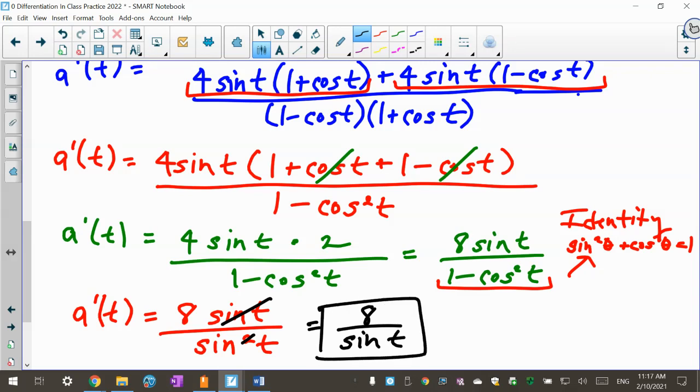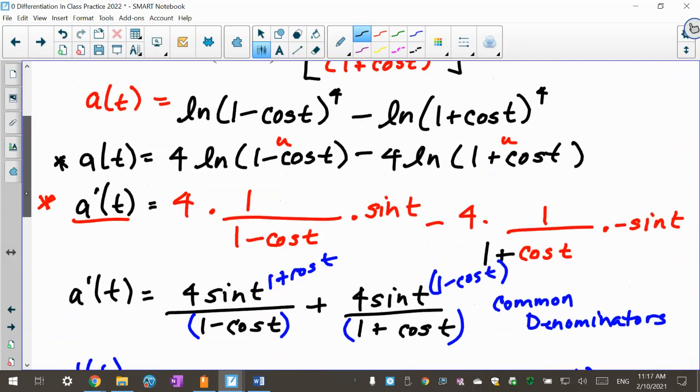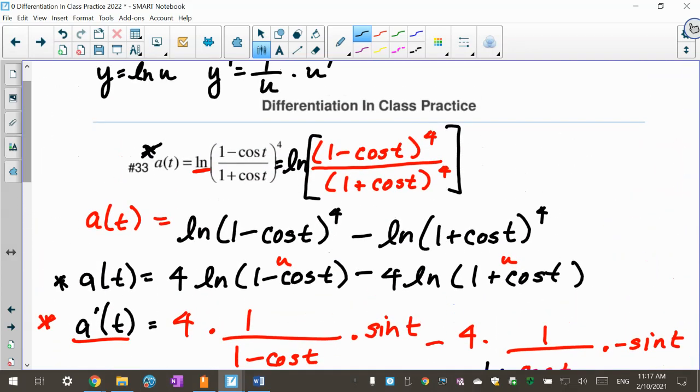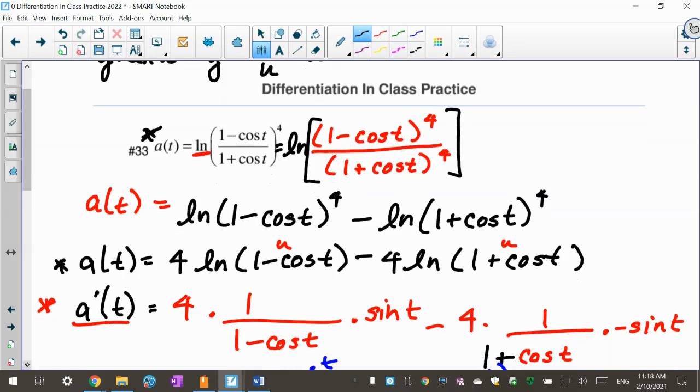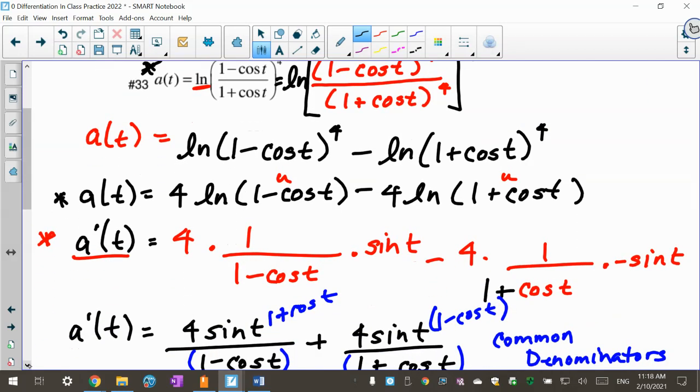So I just want to kind of go through this one more time with you. I used log rules to expand this. I first raised both of these fractions to the 4th power. Because it's logged, I know it's dividing. I'm going to pull it apart with subtraction. Then I use another log rule to bring down the 4. Remember, this is not the power rule, so I'm just bringing it down.